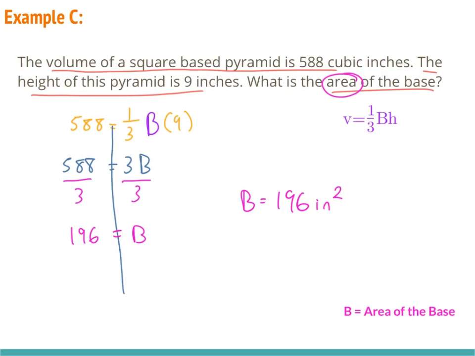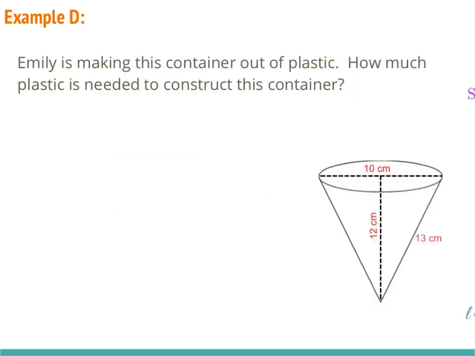Now let's take a look at example D. So here in example D, it says Emily is making a container out of plastic. How much plastic is needed to construct this container? So again, we have our two famous questions. One, is this surface area or volume? And two, what kind of shape do we have here?